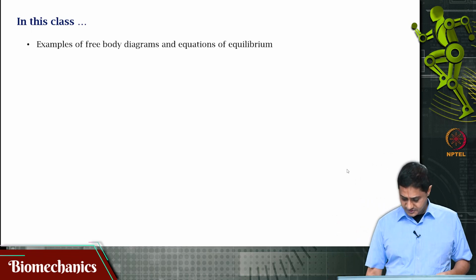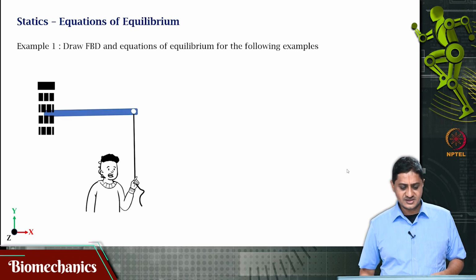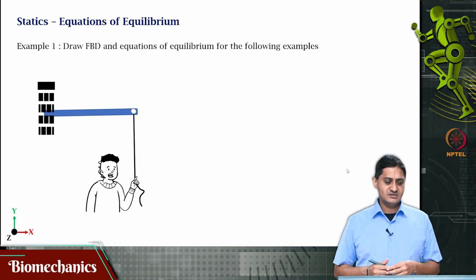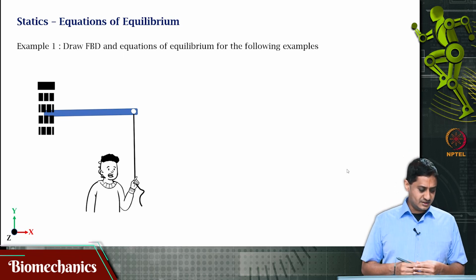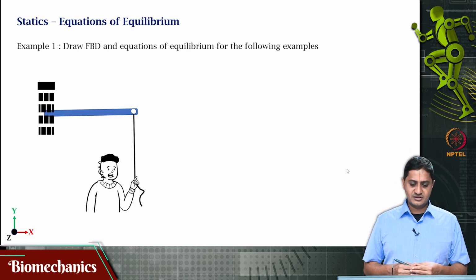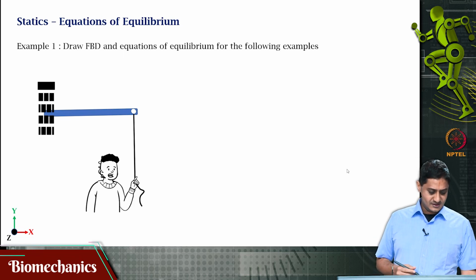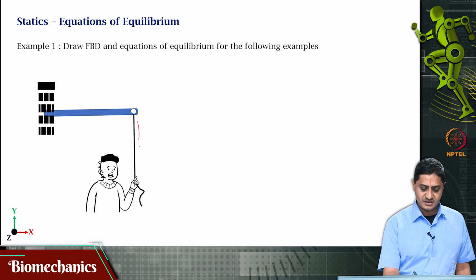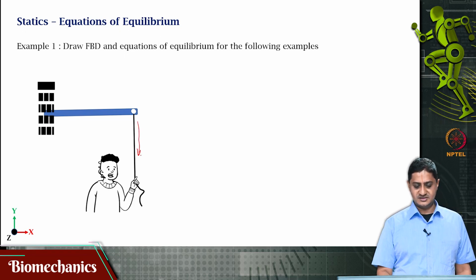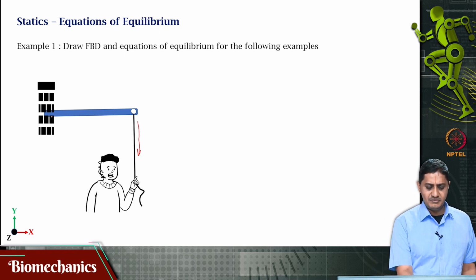Okay. So, these two examples, we will start with this first example. The question is, draw the free body diagram and equations of equilibrium for this situation. There is this person pulling with a rope, with some force, on this beam that is attached.